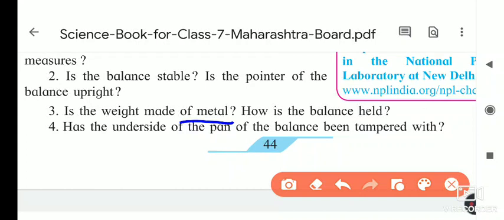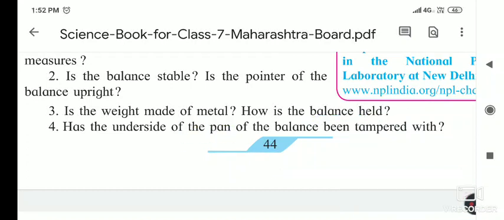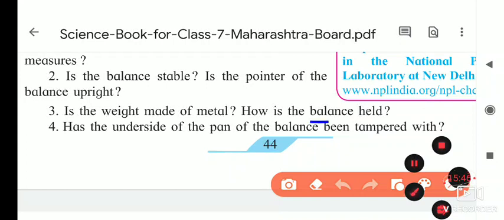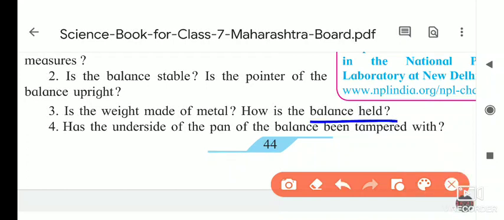If you check this, how that person held the balance, we also have to check how he held it, because by handling it, he can also cheat us. Has the underside of the pan balance been tampered with?